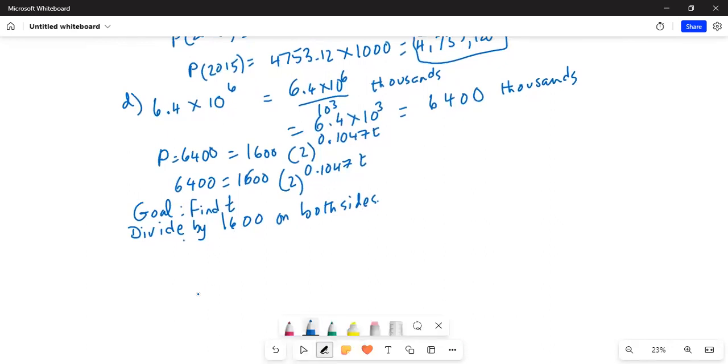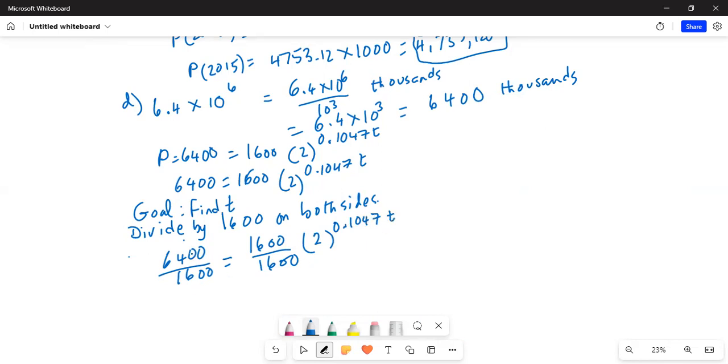Is 6400 divided by 1600 equal to 2? No, let me clear this. On the right hand side I'm also dividing by 1600, so it is 1600 divided by 1600, and 2 exponent 0.1047t.